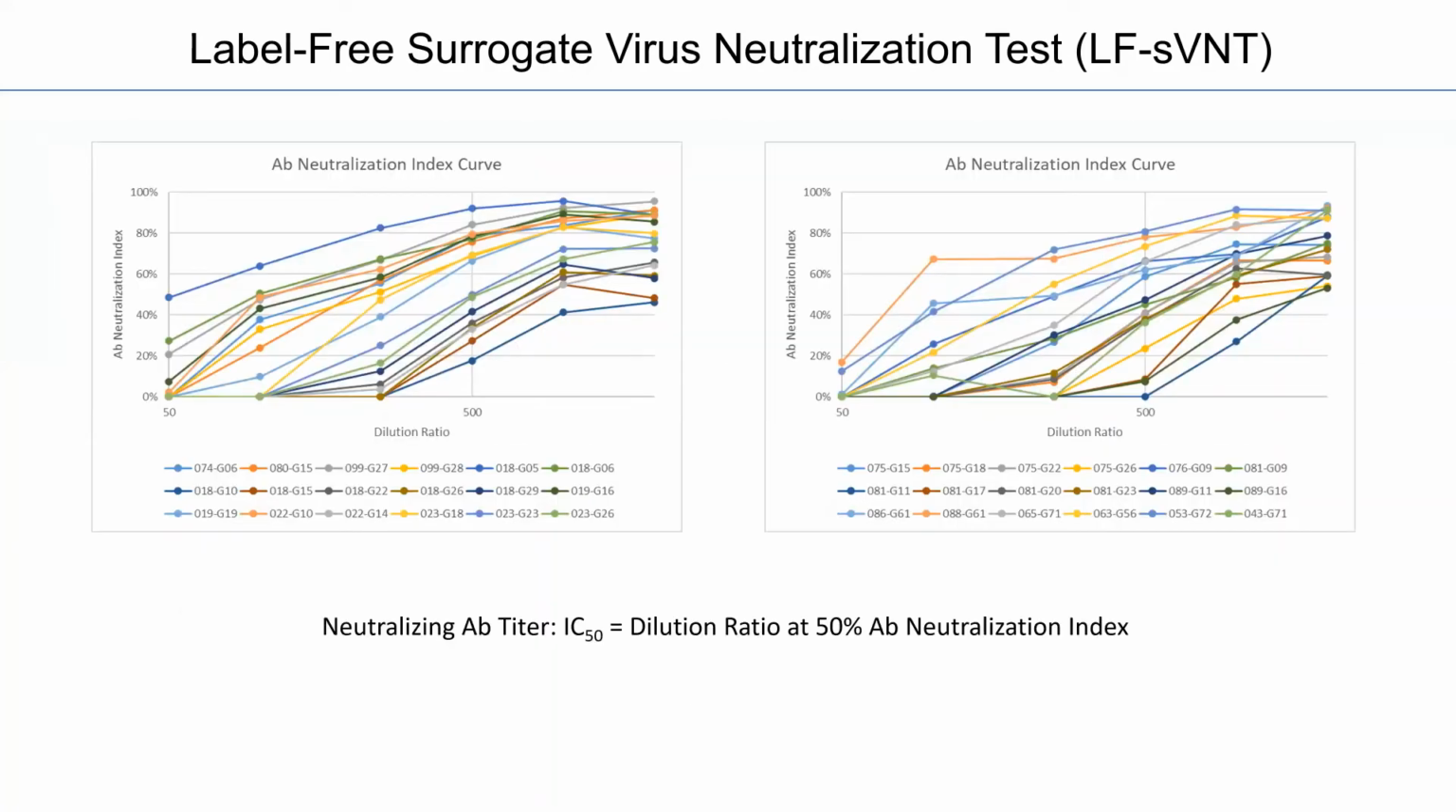After measuring all the dilution ratios of each serum sample, we could plot the neutralization index against the sample dilution ratio as shown in the examples in the slide. There are multiple samples in each graph, and it's easy for us to quantify in this way the neutralizing antibody titer, the IC50, by measuring the dilution ratio at 50% neutralization index. And this neutralizing antibody titer represents the overall antibody neutralization activity in each serum sample.